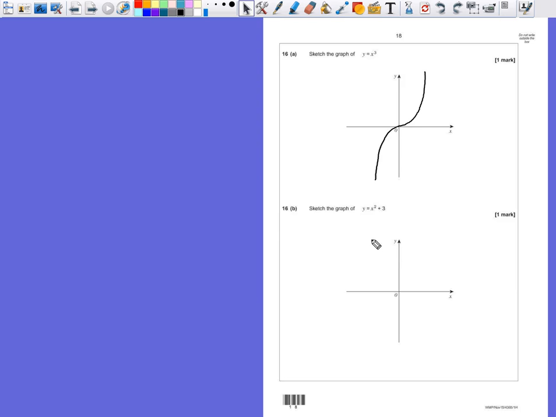Same thing, you can try to imagine what it would look like. X squared, well 0 times 0 is 0. 1 squared, 2 squared. It goes up a little bit slower than this one, but negative numbers also give us a positive result. So we're going to end up with this U-shaped parabola. Difference being that plus 3 means that, well, 0 squared plus 3, it's not going to be on 0, it's going to be a little bit higher up. So we want a U-shaped parabola that crosses the y-axis somewhere like that.